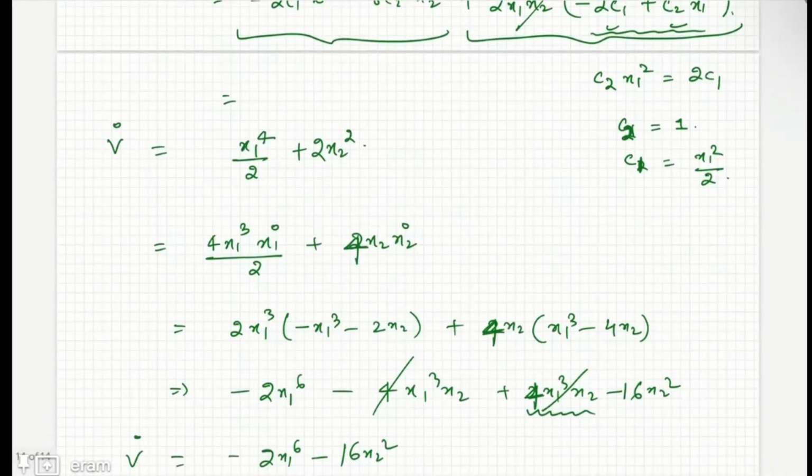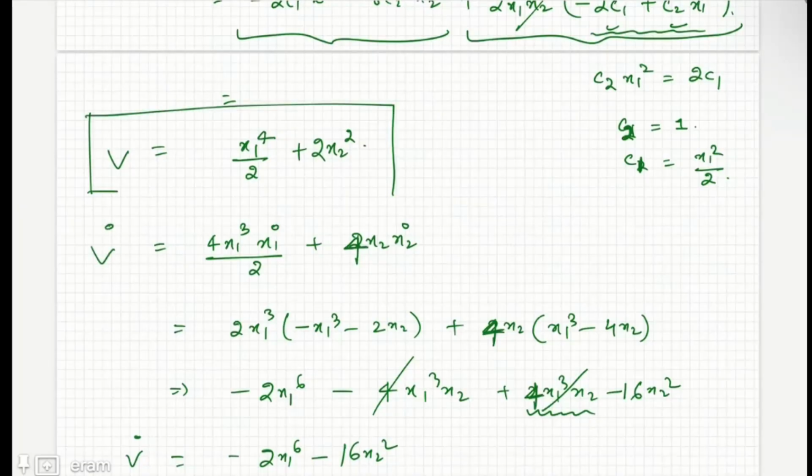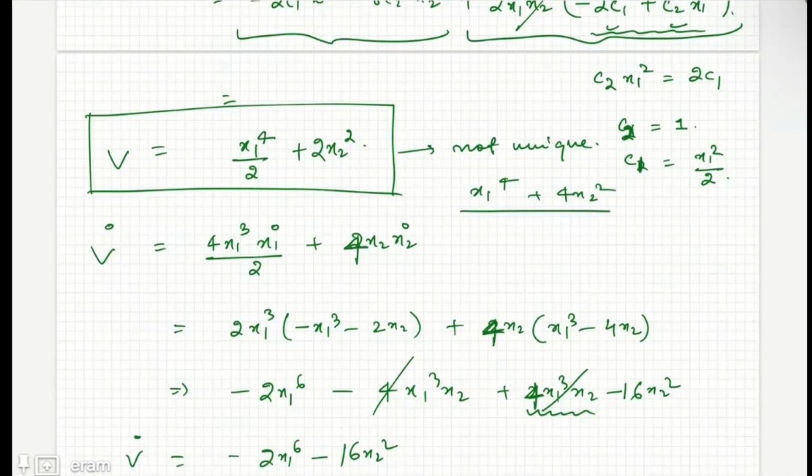So the Lyapunov function we need is V equals x1 to the power 4 by 2 plus x2 square. Remember that this is not unique. This is not the only Lyapunov function that will give us this result. We can also use a function like x1 to the power 4 plus 4 x2 square. That Lyapunov function will also give us a negative definite derivative of V.